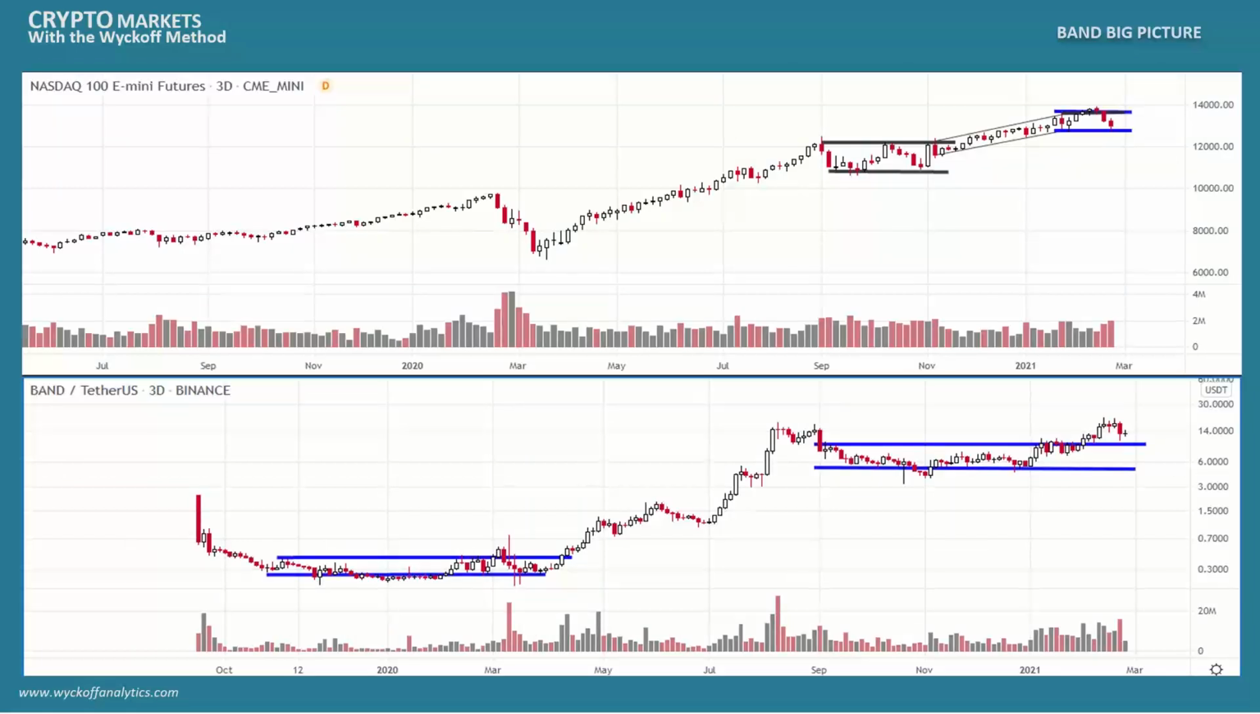For example, this is a beautiful chart. We see here Band, and this is a 3-day chart. I think this is a very important moment, a structure moment, where you really want to scan the altcoin market and look at these big structures on big time frames like this one. So what do we see here? We see a first accumulation range, a huge uptrend, and now we are consolidating in this big structure.